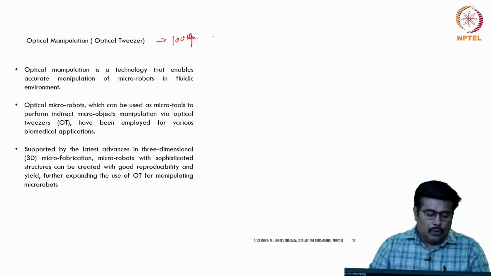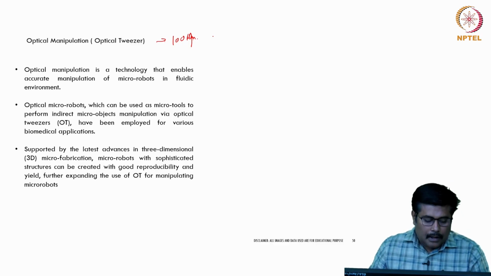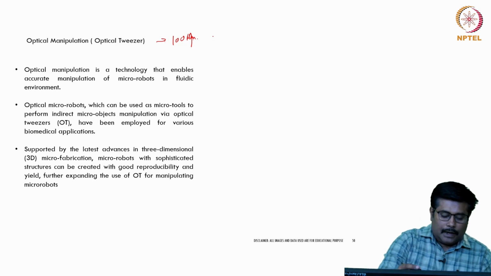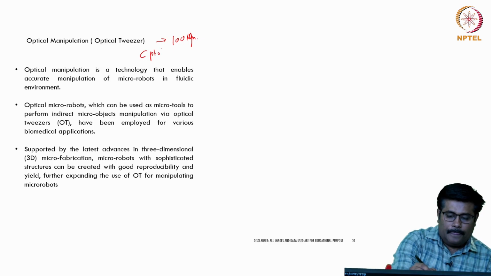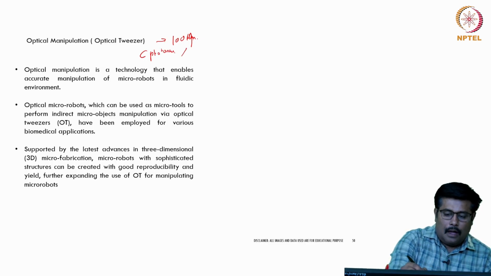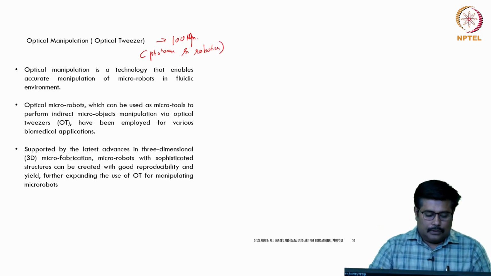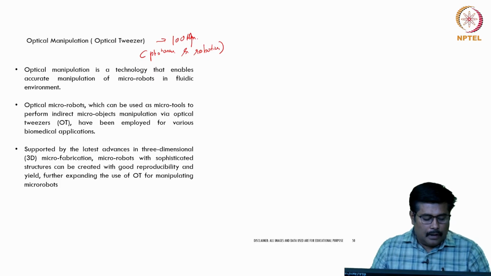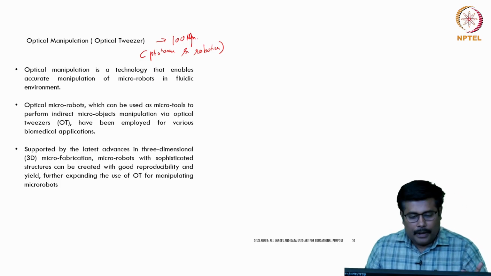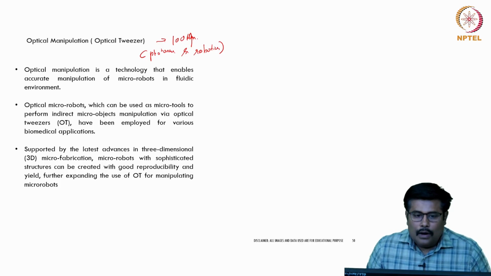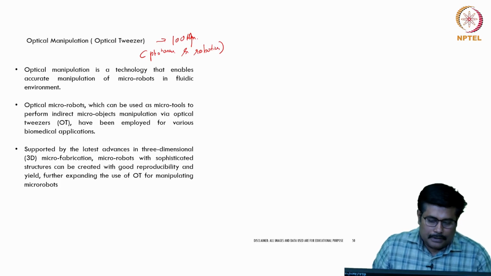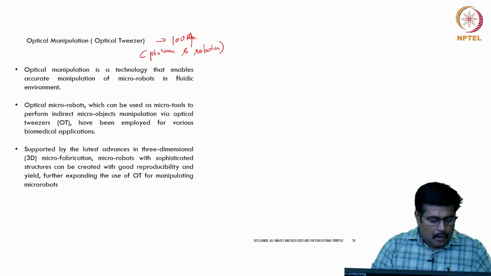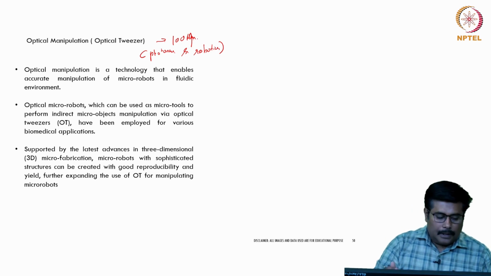Now, when we try to introduce these optical micro robots, two fields come into the picture. One is the photonics field and the other is the robotic field, and finally it will try to create the micro devices we are looking for. Now, let us discuss in detail this optical manipulation. So, let us take a small block diagram of this optical manipulation.